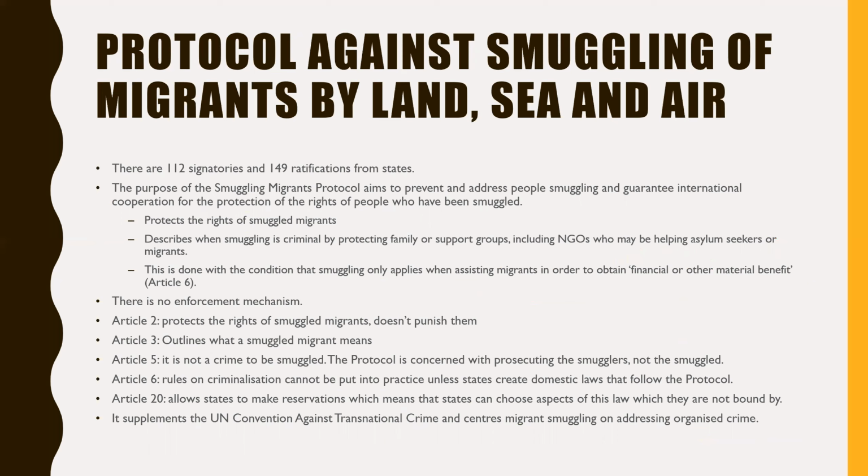Okay, our next international law is the Protocol Against Smuggling of Migrants by Land, Sea and Air. This treaty came about more recently, and it has 112 signatories and 149 ratifications from states. So 149 states have all implemented it into their international law. The purpose of this law is to prevent and address people smuggling and to guarantee international cooperation for the protection of the rights of people who have been smuggled. So it's about punishing the smugglers and protecting the people who have paid the smugglers to smuggle them.